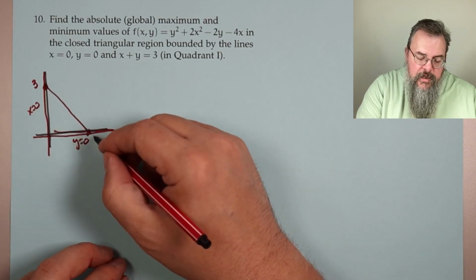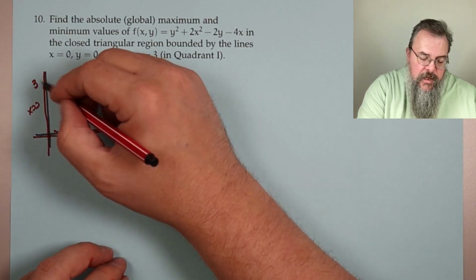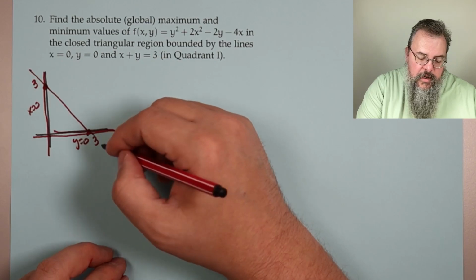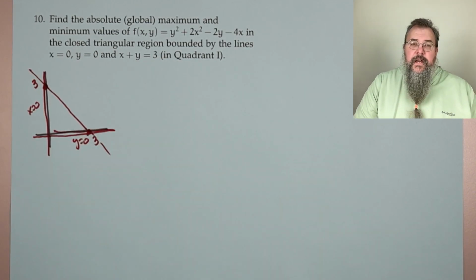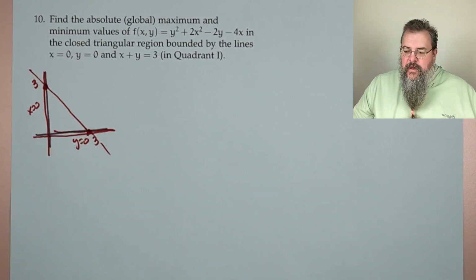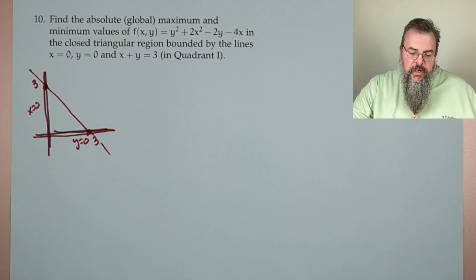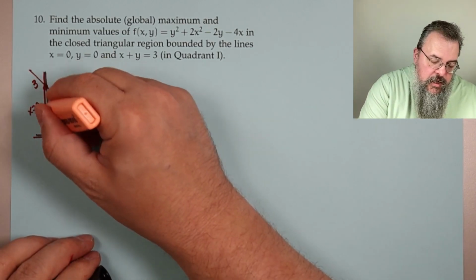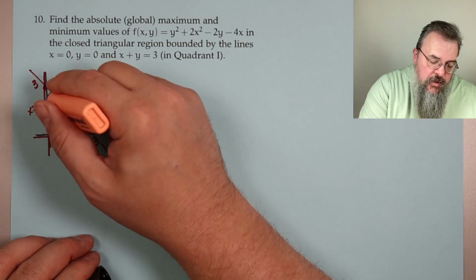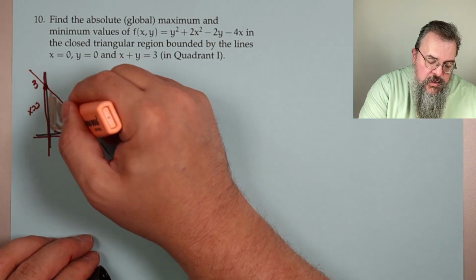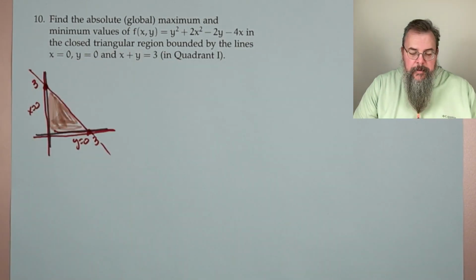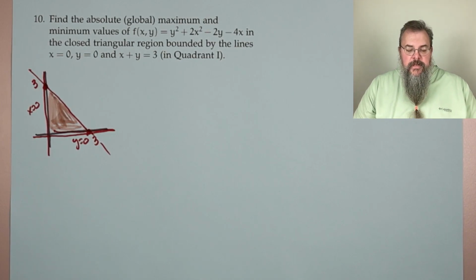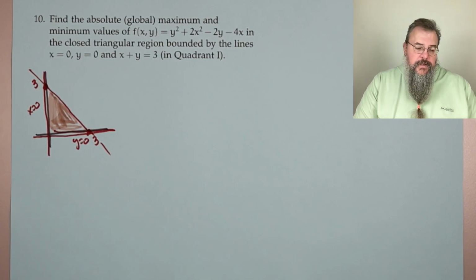So if you come down here, it also intercepts at 3. Now it extends, but we only really care about the first quadrant. And so we say, okay, so we have this closed triangular region bounded by the lines. So we want to be in the triangle. All right, so here's our region. Okay, so now what do we do?